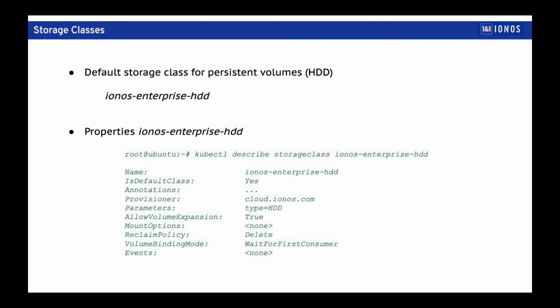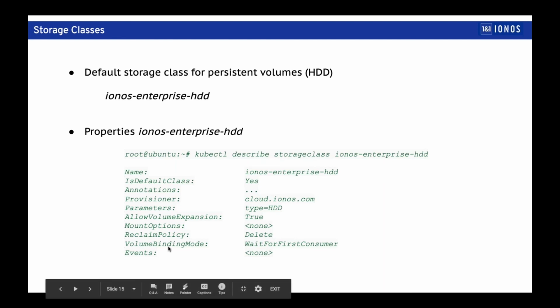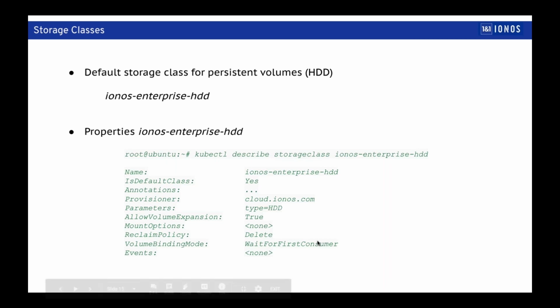The other option you can set is the volume binding mode. It is set to wait for first consumer. And this mode will delay the binding and the provisioning of a persistent volume until a pod which is using the persistent volume claim is actually created.